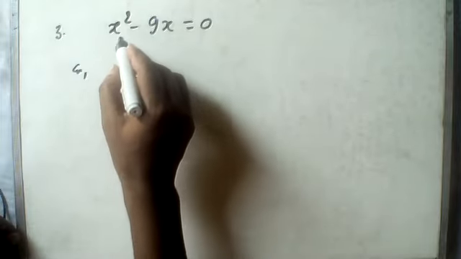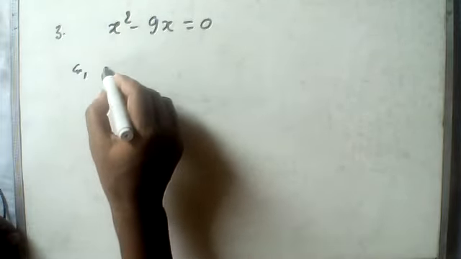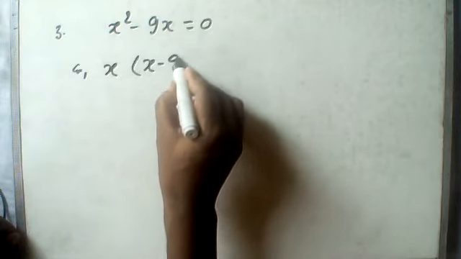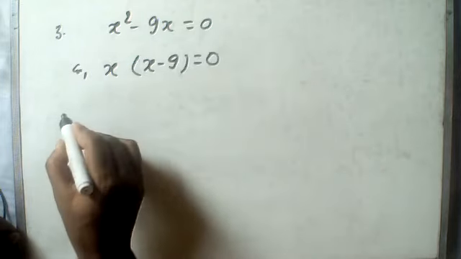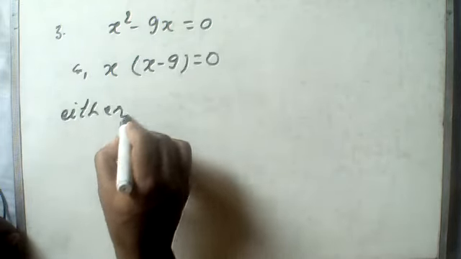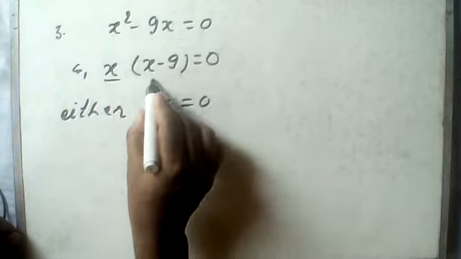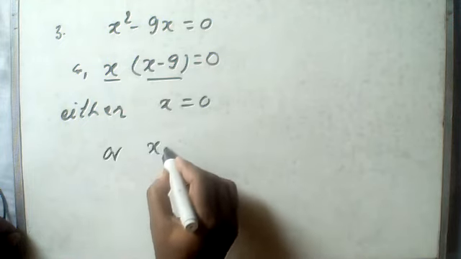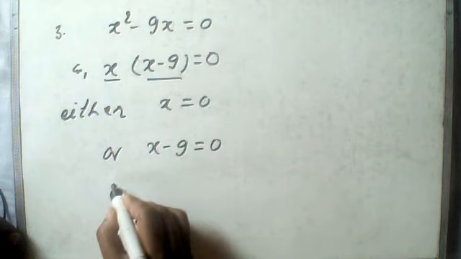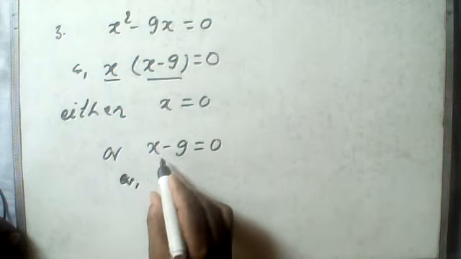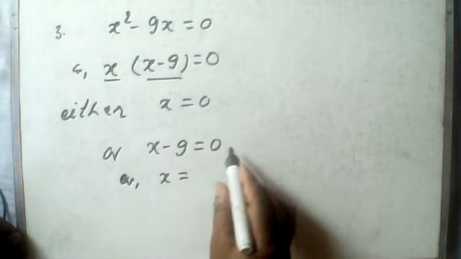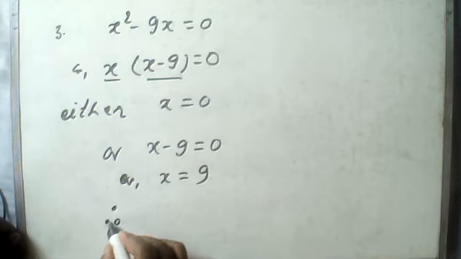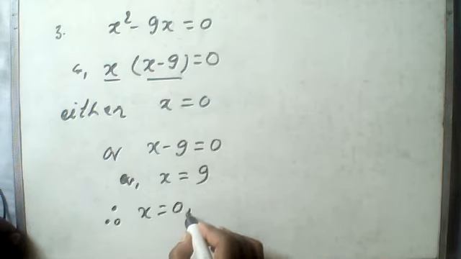So x square is x into x, and this is 9 into x. So x is taken out as a common factor, and x minus 9 remains, is equal to 0. This is also solved as before: either x is equal to 0, this into this is equal to 0, so this factor is equal to 0, or x minus 9 is equal to 0. From this, x is equal to 9, transposed to the right side it will be plus 9. Therefore, we have x is equal to 0 and 9.